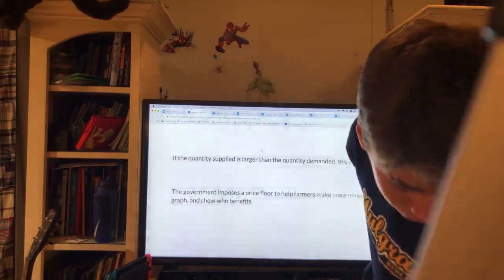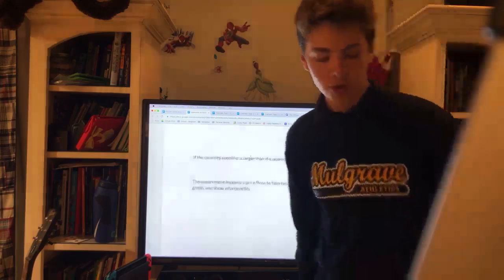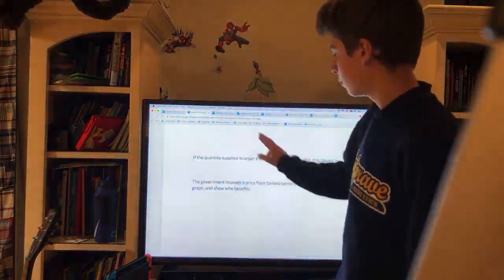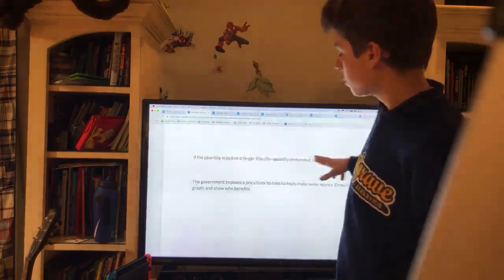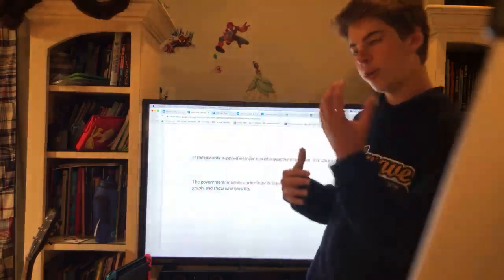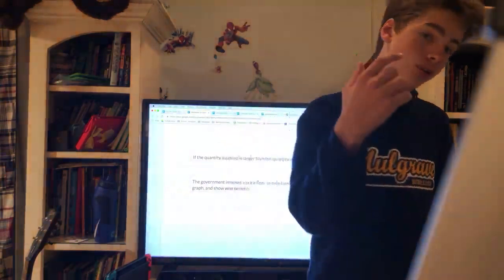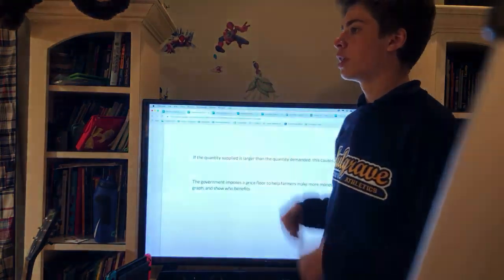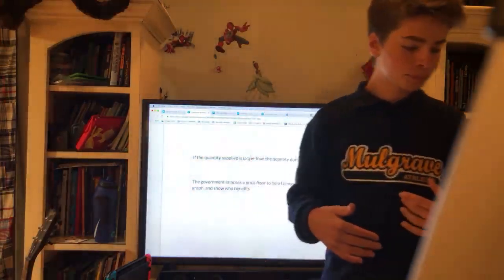The government imposes a price floor to help farmers make more money. Draw the appropriate graph and show who benefits. Very simple. You draw the x, you draw the demand and supply, draw a price floor in the middle. What would happen is that the consumer surplus would decrease and the producer surplus would increase. It would also have an increase in deadweight loss, as there's a whole bunch of things that people don't want to buy, but producers still made because they thought they would make more money off of it, and the government would buy that stuff up.